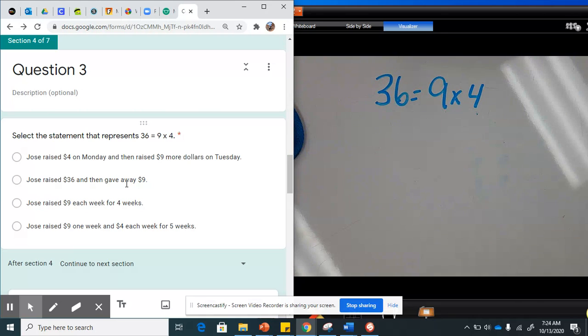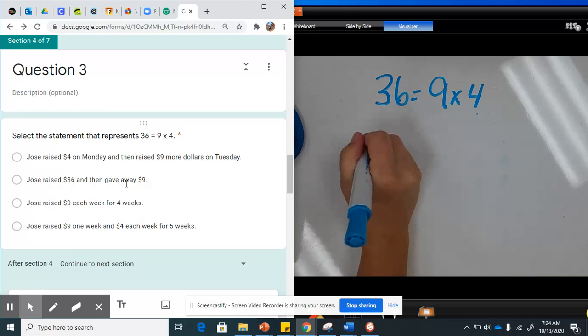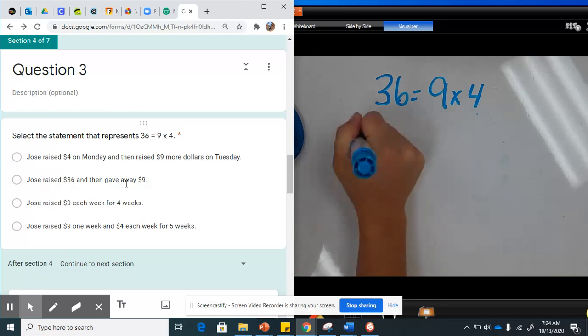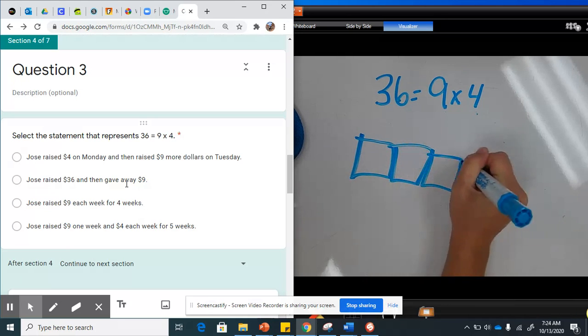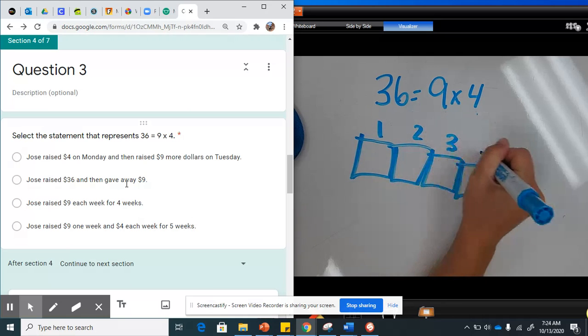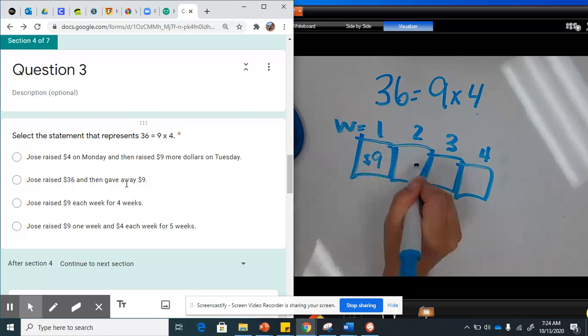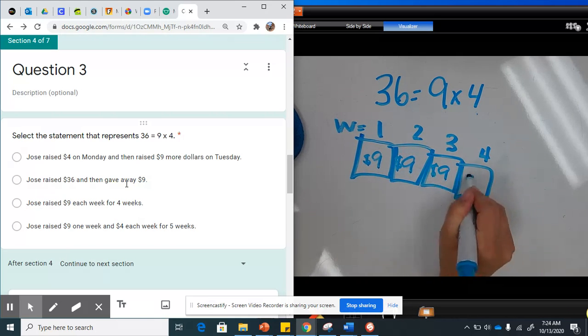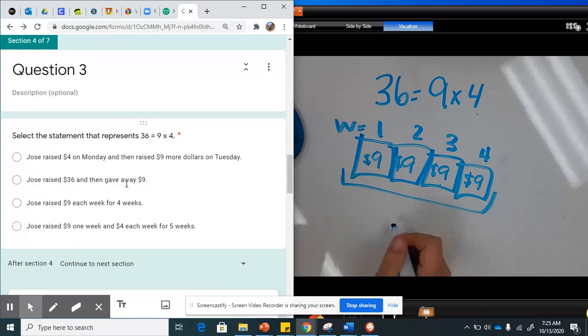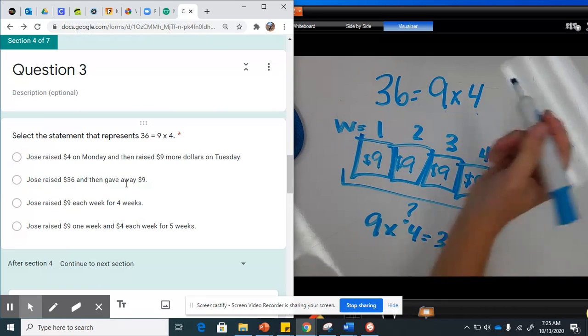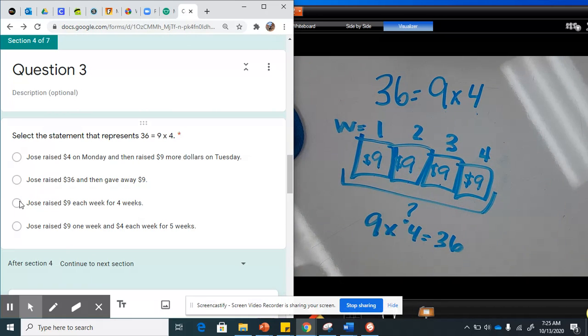The next one says, Jose raised $9 each for 4 weeks. Okay, so he raised $9 each for 4 weeks. So I'm going to draw 4 boxes for the weeks. This is week 1, 2, 3, 4. Those are the weeks. And then he raised $9 each week. So I see 1, 2, 3, 4 boxes of 9. That's 4 equal groups, and I'm trying to find out the total. So this equation will be 9 times 4 equals 36. That matches this equation, so that must be the correct answer. I would pick the third answer choice.